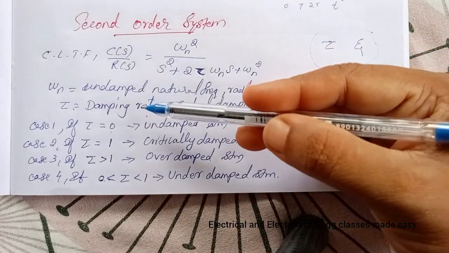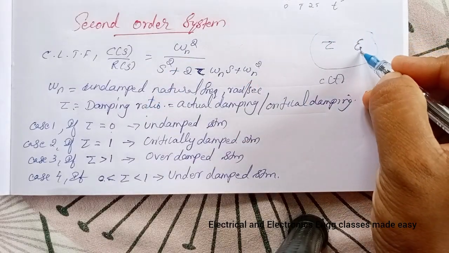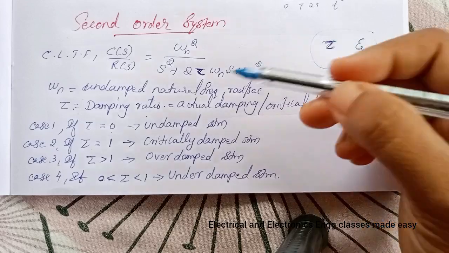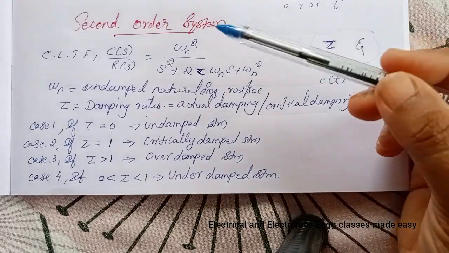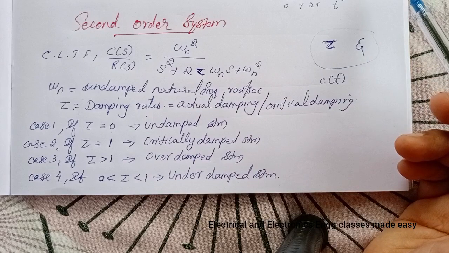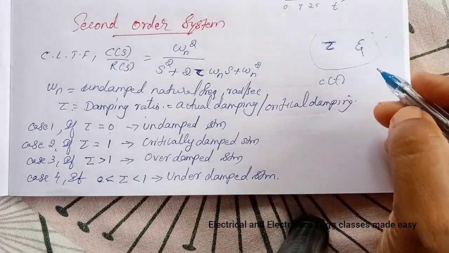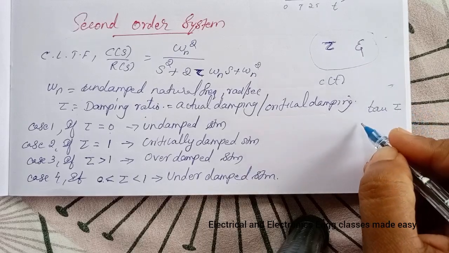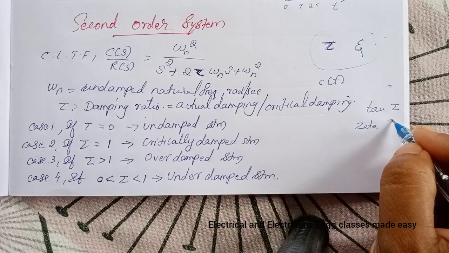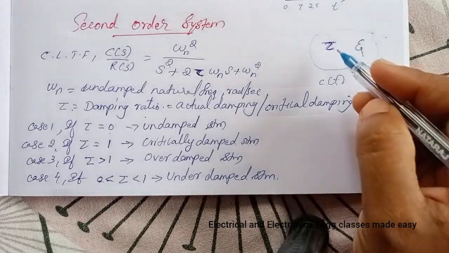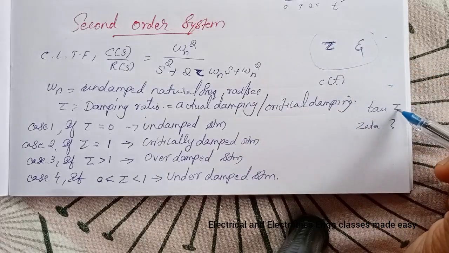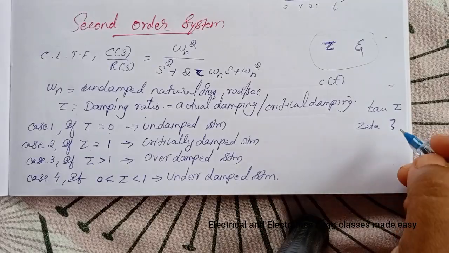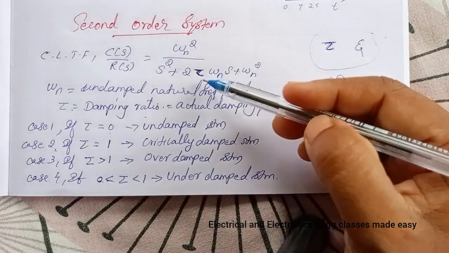So here the damping ratio can be this zeta, or this tau. Basically it is called zeta, and there is a slight difference between tau and zeta. So you can represent it either in this way or as zeta. In your convenient way, represent zeta.